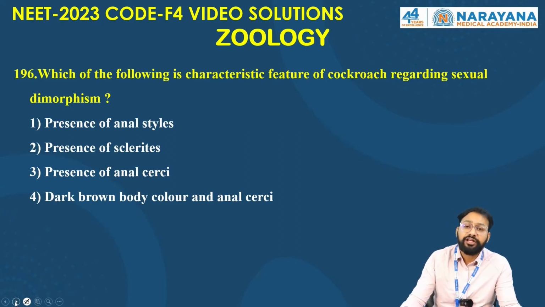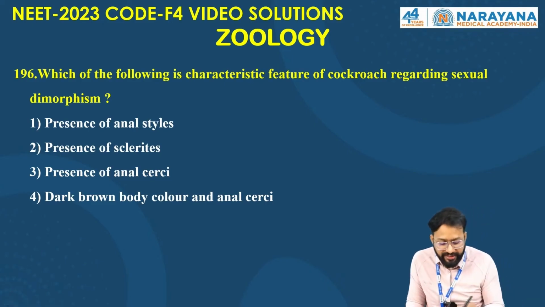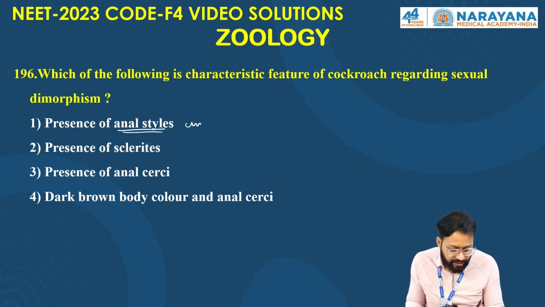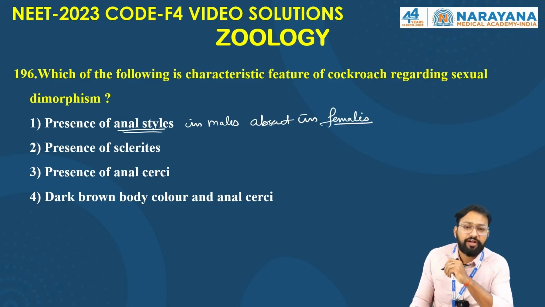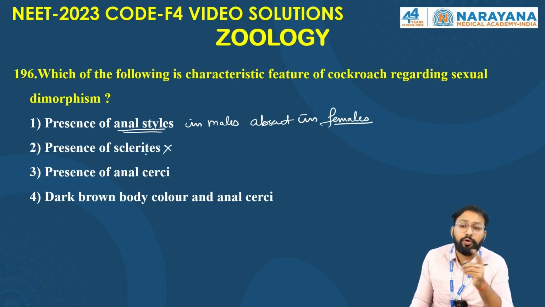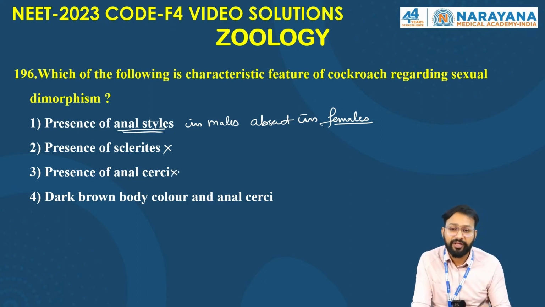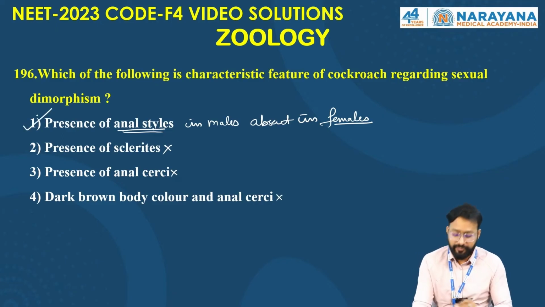Next, question number 196. It is talking about sexual dimorphism in cockroach. Presence of anal styles in males, absent in females, is a sexually dimorphic character. Presence of sclerites is present in both male and female. Anal cerci, again both male and female. Dark body color and anal cerci, both male and female. So the option should be first.